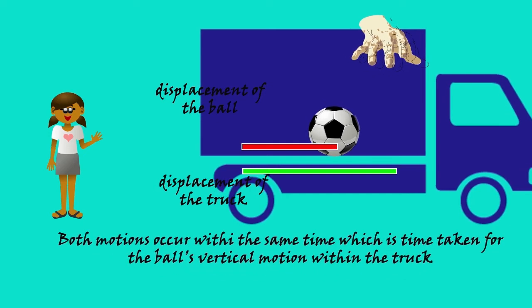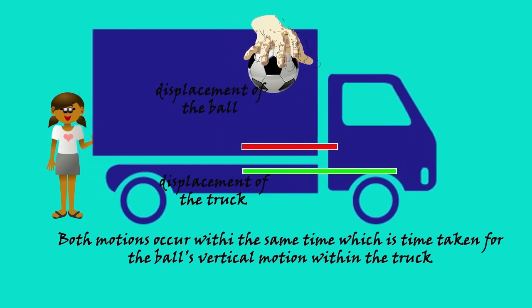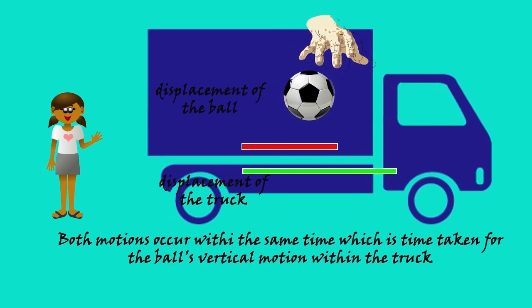And also, he would observe the horizontal displacement of the projectile of the ball to be less than the horizontal displacement of the truck. The pseudo force is only considered for an observer within the accelerated frame for convenience of calculation.